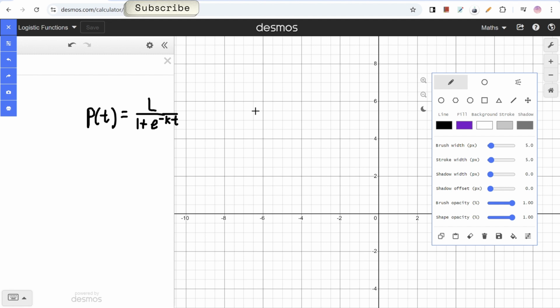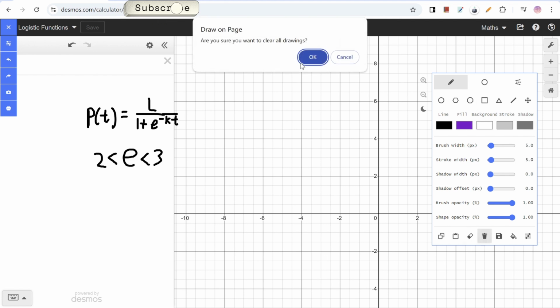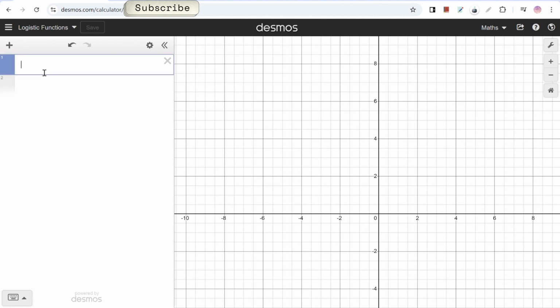So, what do graphs like this look like? Well, firstly, you notice that they have this e here. e is a constant which is in between 2 and 3. And essentially, if we try and plot this graph, let's look at an example. P of t is equal to L over 1 plus e to the power of negative kt.